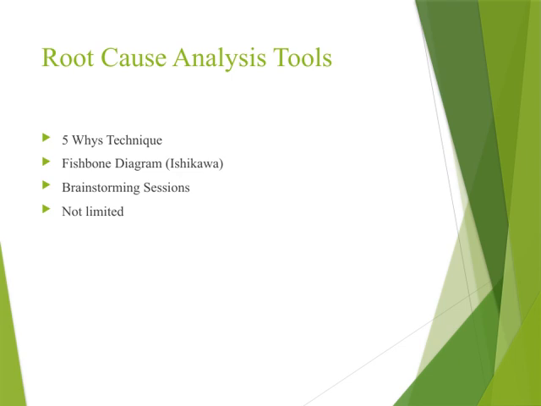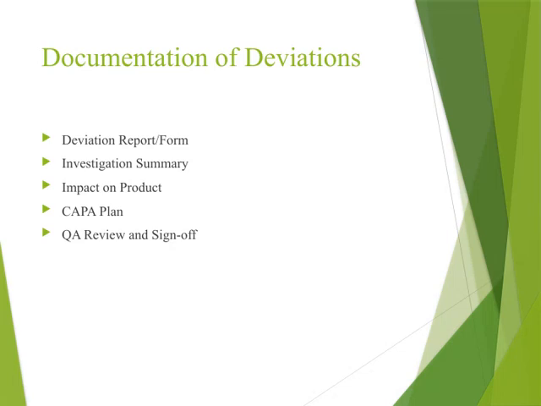problem-solving and continuous improvement. Let's take a closer look at documenting deviations, which is a crucial part of our quality management process. First, we have the deviation report or form, which is the formal record of any inconsistency or unexpected event. This helps us capture all the necessary details accurately. Then, we move on to the investigation summary, where we analyze what happened, why it happened, and gather evidence to understand the root cause.